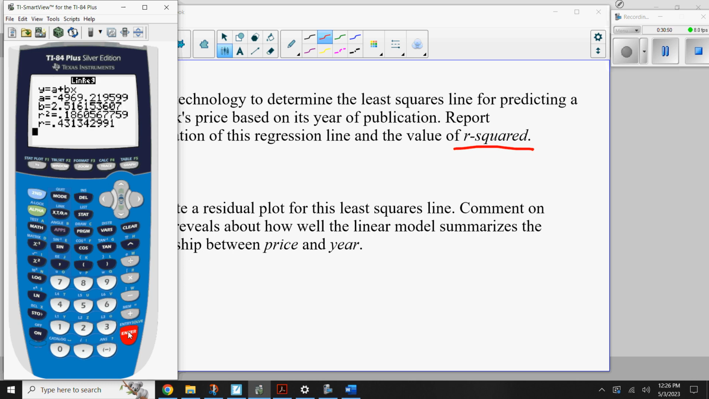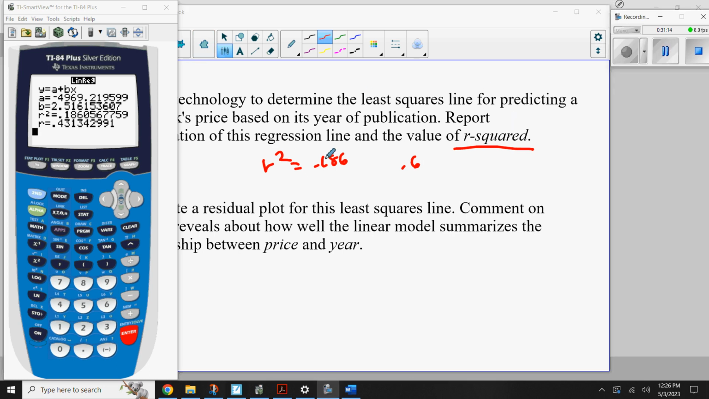And one thing I find right here is that my R squared is only 0.186. That's compared to like 0.6 something for the other one. So clearly this is not as good of a correlation as is with pages, which we determined when we looked at the scatter plot as well.